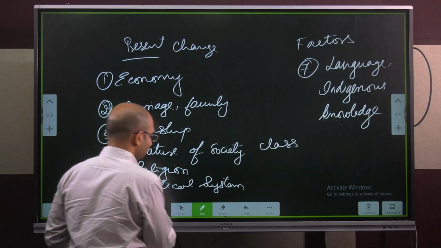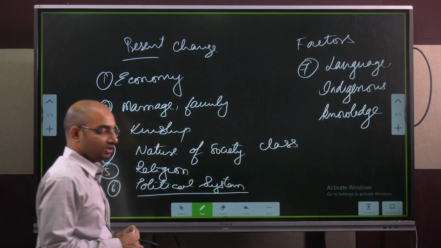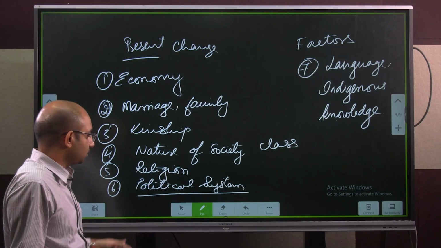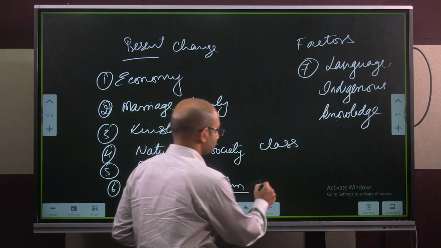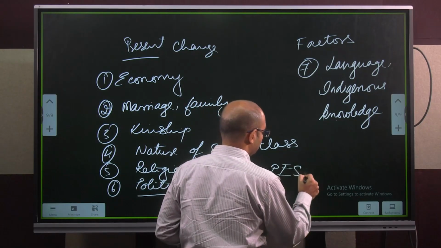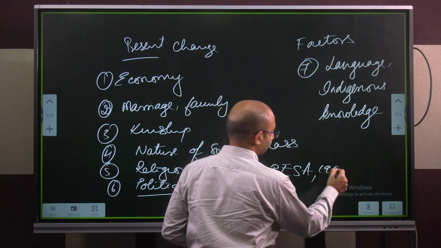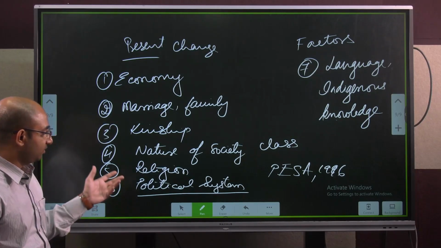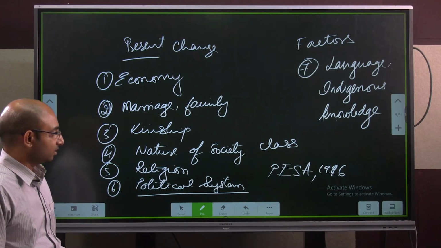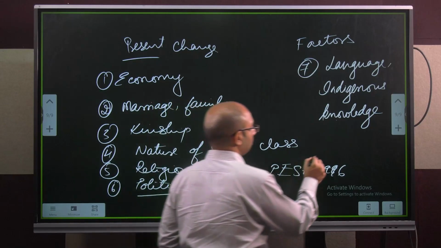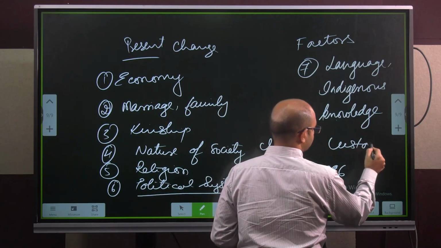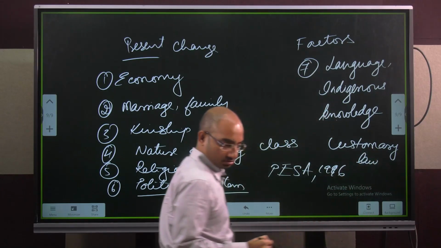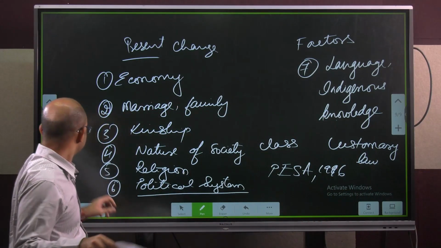Political system: earlier they used to have lineage, band, tribal systems and traditional headman systems, but now increasingly they are becoming part of the democratic system. With laws like PESA, they also have the panchayat system and Gram Sabha institutions to manage their resources, and customary law is being replaced by secular law like the IPC. So write down these different things.